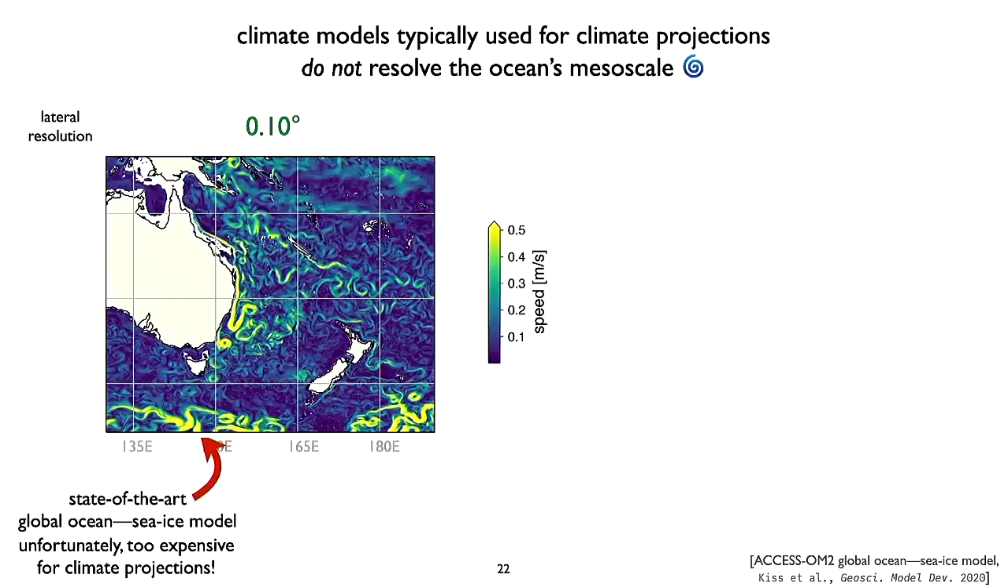So let me show you how a model looks if you don't have this parameterization on, but you have a high enough resolution to resolve all these eddies. This is how the surface currents look, and this is pretty close to reality. We know that it's close to reality because we also have satellite observations of the surface currents.